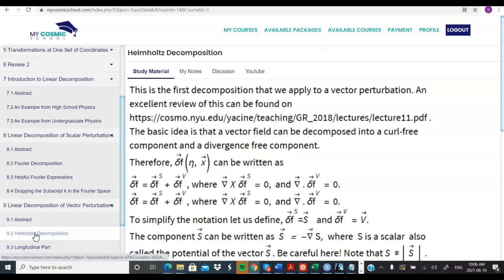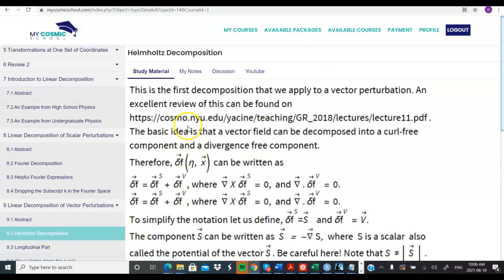Okay, so next we look at the Helmholtz decomposition. This is the first decomposition that we apply to a vector perturbation. The mathematics is the same as what you have seen in electrodynamics, but if you want to refresh it, you can look at this excellent review, which you can find on this link.